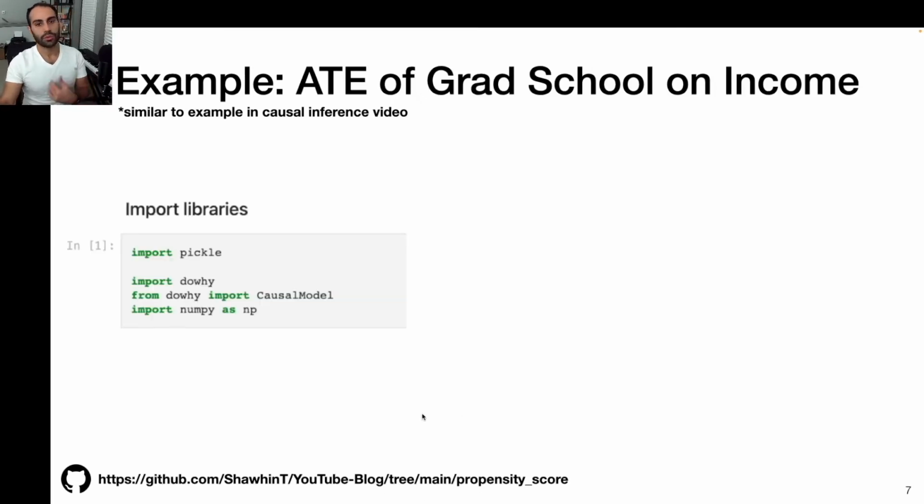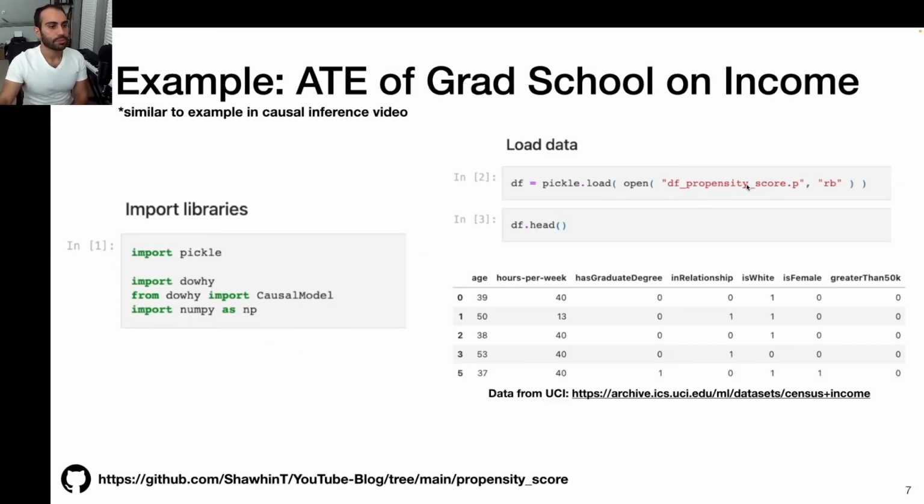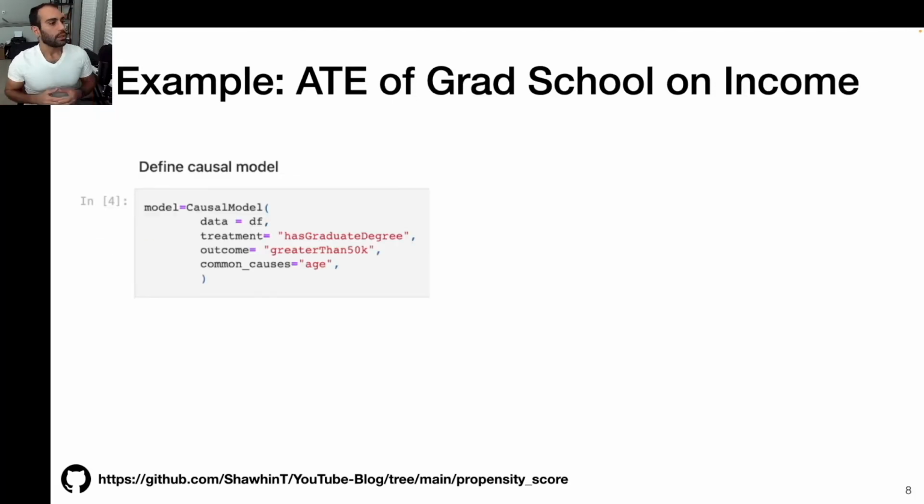So first we import our libraries. We have pickle just to import our data. DoWhy is going to help us do the causal effect estimation. And then we have NumPy to just do some math. Then we load in the data. We have this pickle file, which is a pandas data frame, also available at the GitHub repository. This data comes from the UCI machine learning data repository, which I will link in the description as well. Okay, next we define the causal model. This isn't really necessary for the propensity score based techniques, but this is a standard procedure in the DoWhy library.